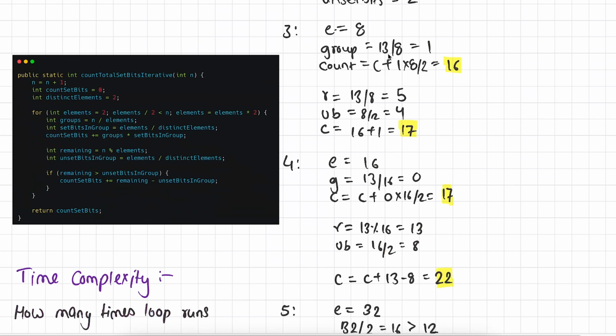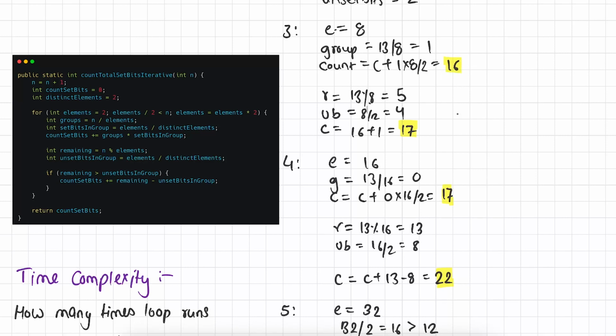In the next iteration our E becomes 8. Okay. So how many groups are possible of 8 elements? 13 divided by 8, that is equal to 1. So count is equal to the previous count plus 1 into 8 divided by 2, that is equal to 16. So far the value of count is 16.